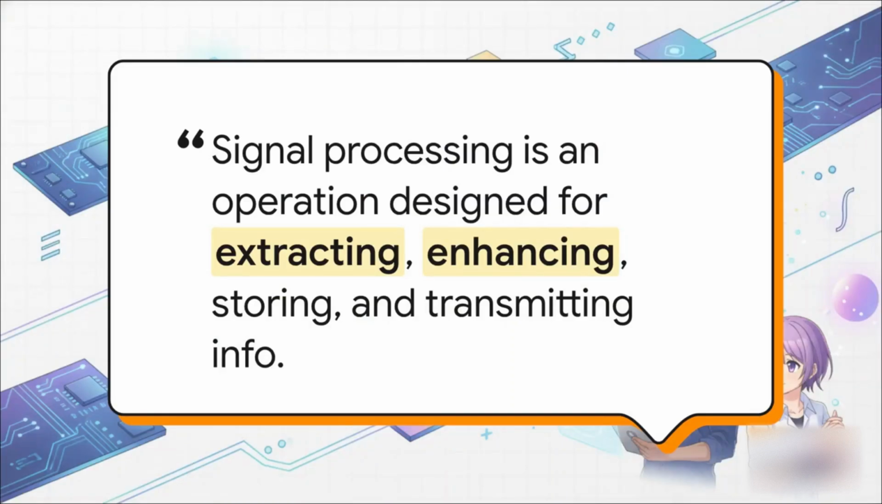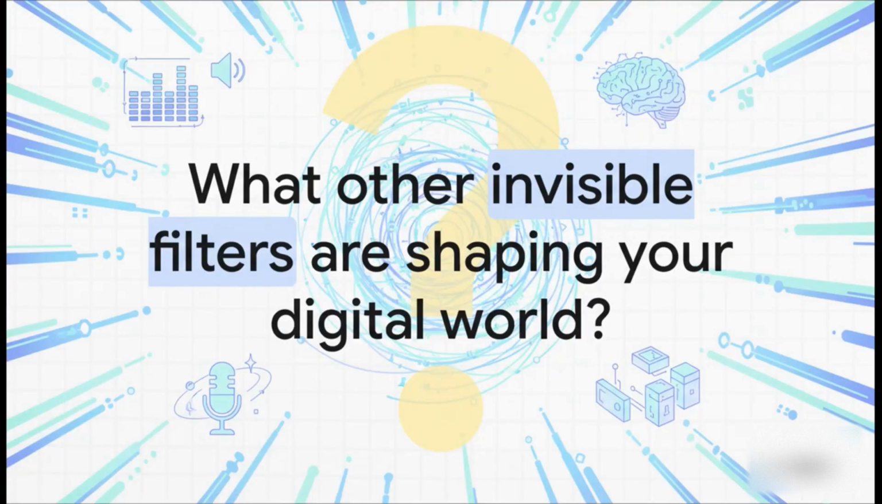You know, there's a line from our source material that just perfectly sums it all up. Signal processing is an operation designed for extracting, enhancing, storing, and transmitting useful information. And that's exactly what these filters are doing, working silently in the background to make our digital world clearer, better, and just more engaging. So, the next time you adjust that EQ or make a perfectly clear call on a super windy day, you'll know about the elegant, memory-filled filter doing all the heavy lifting.